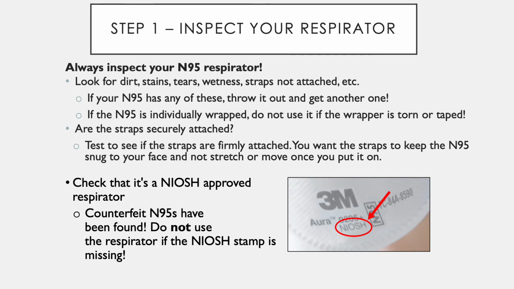Step 1 is to inspect your respirator. Always do this. Look for dirt, stains, tears, wetness, the straps not being attached. If your N95 has any of these, throw it out and get another one. If the N95 is individually wrapped, do not use it if the wrapper is torn or taped. Also look to see if the straps are securely attached. Test to see if the straps are firmly attached.